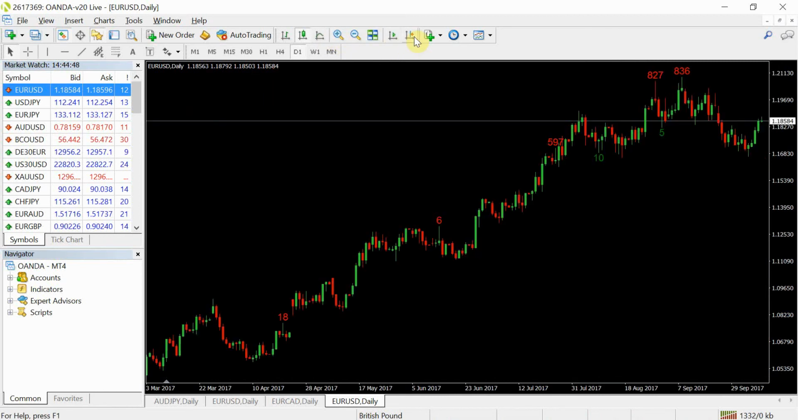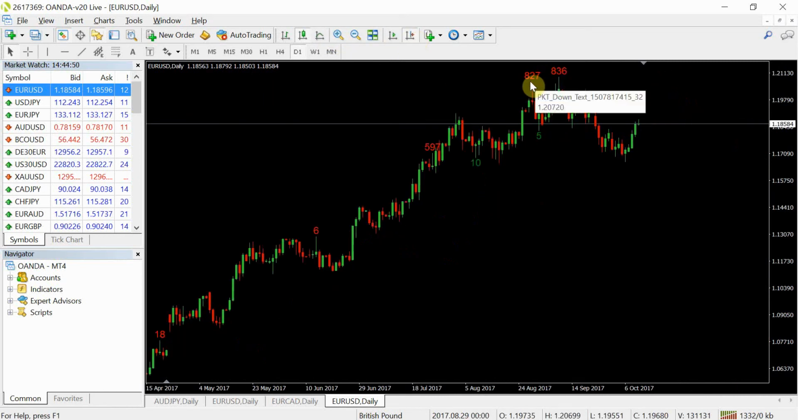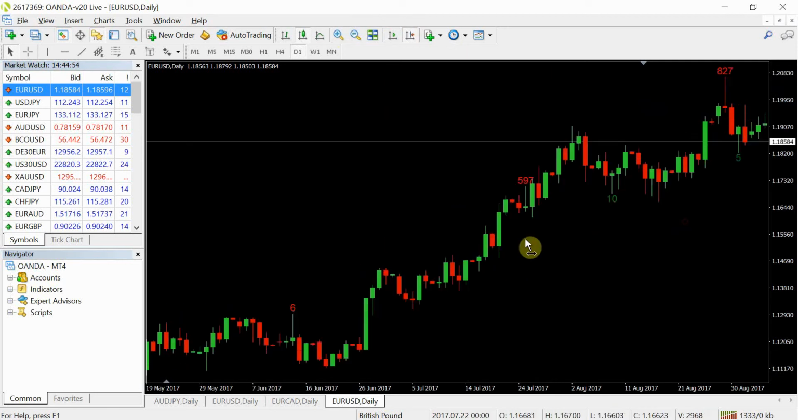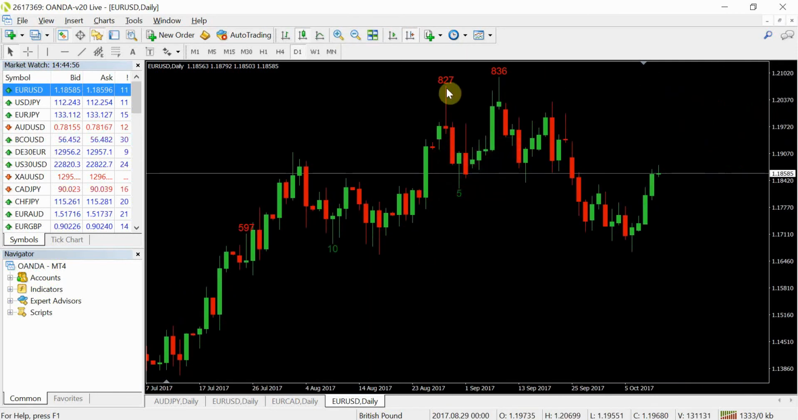So if I go back to it, what this number is saying is how many bars price has not reached that level. And you might be asking, how much of the wick are we talking about here?